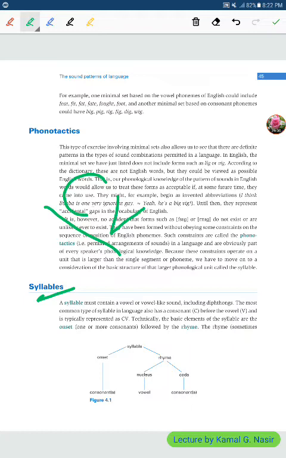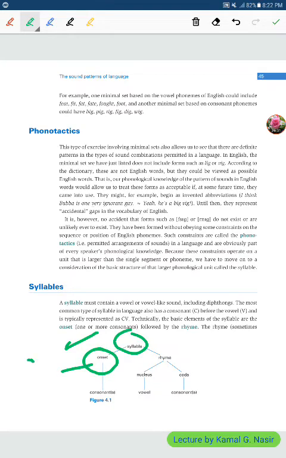Okay, the most common type of syllable in language also has a consonant before the vowel, you see, before the vowel, and is typically represented as CV. This is the definition of what? Of the syllable. Good. Let us now come to what? This diagram. To study this diagram, the syllable may have onset, okay, and rhyme. The onset includes consonant or consonants, and the nucleus includes vowel.